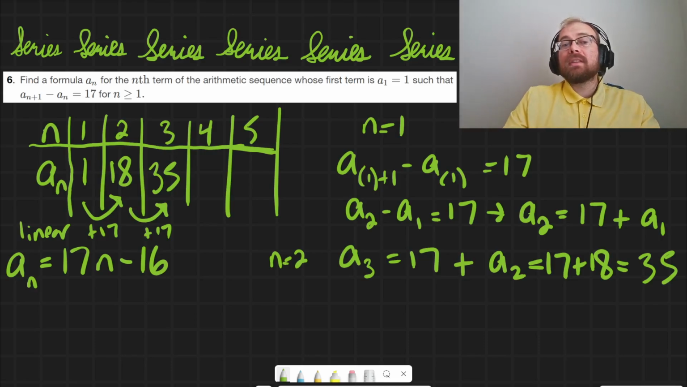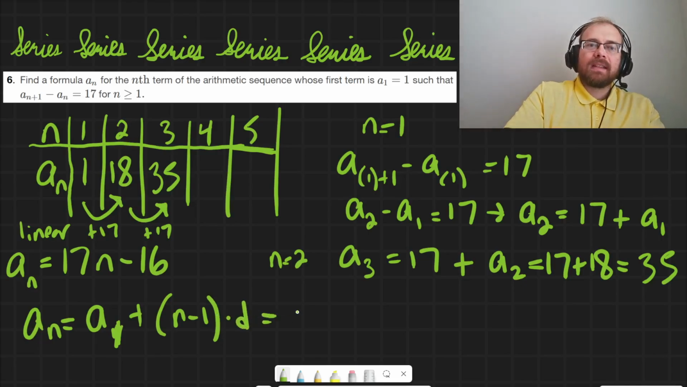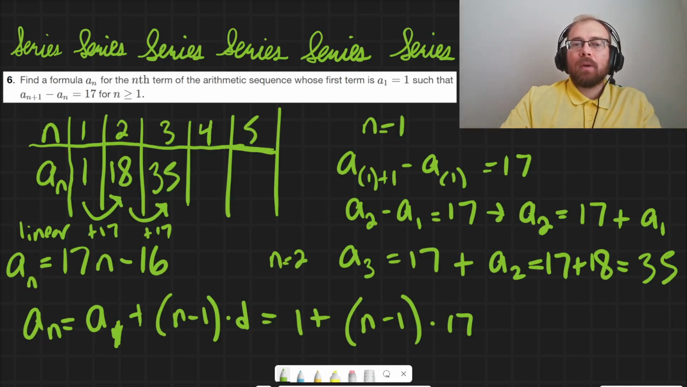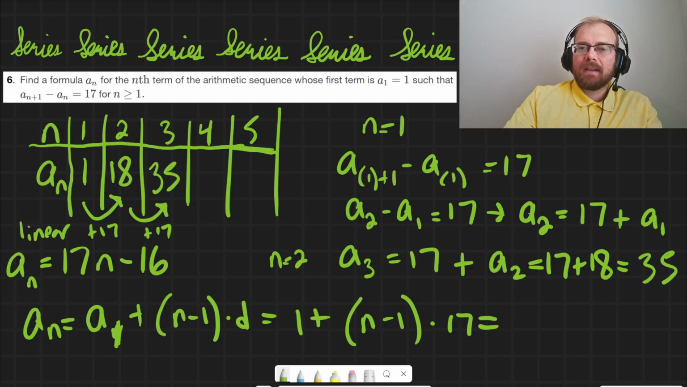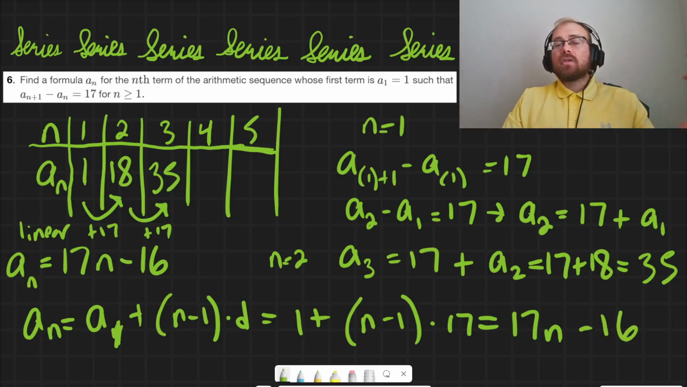The other way to do this would be to just use the arithmetic sequence formula. a sub n equals a sub 1 plus n minus 1 times the common difference. So you could do it that way as well. a sub 1 is 1 plus n minus 1 times the common difference, 17. That would have simplified to the same thing I got. 17 times n is 17n, and 17 times negative 1 is negative 17. Negative 17 plus 1 is minus 16. So you could have got the answer either way.